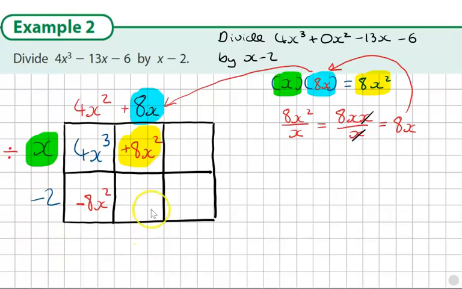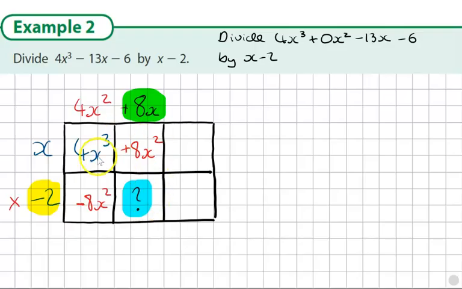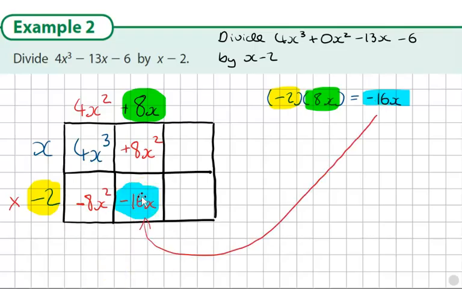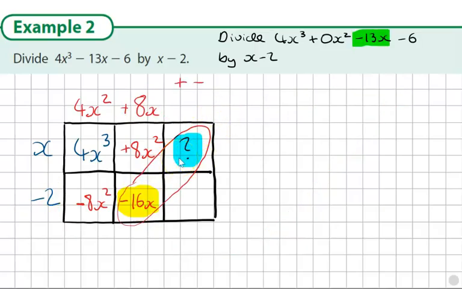We move down now, and we're going to multiply. 8x multiplied by minus 2 gives us what? Minus 2 times 8x gives us minus 16x, and minus 16x goes into this box. So we've done our division and our multiplication. Now we're going to go diagonally and do our addition or subtraction. So going diagonally, we want to figure out what goes into this box.